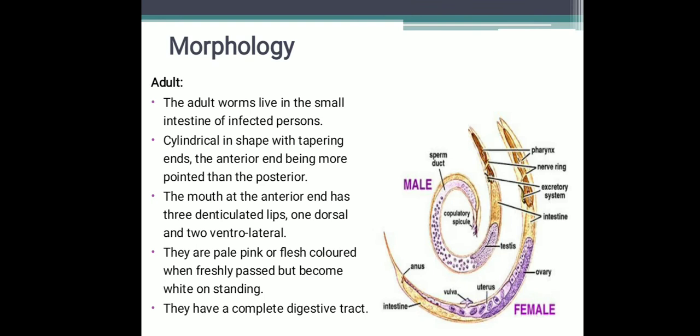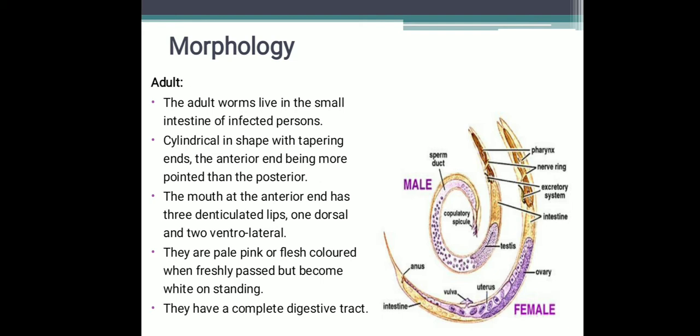In morphology we are going to discuss the adult worm, which includes the male and the female, and the eggs. These are the two morphologies most commonly seen. The adult worms live in the small intestine of the infected person.